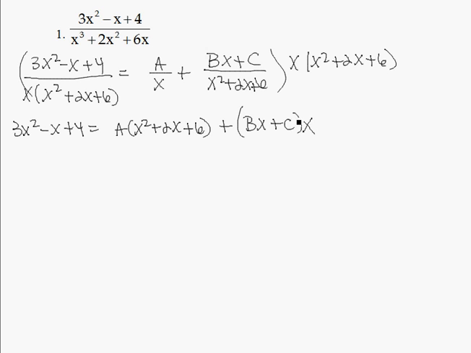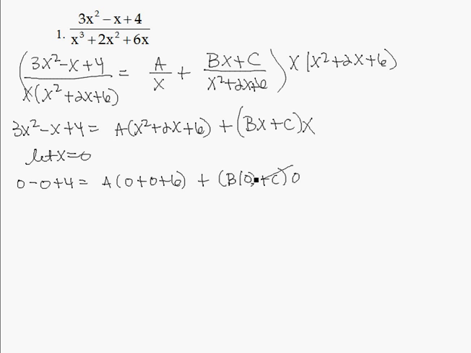So the most convenient thing is to use x is 0, then that term goes away. So let's let x equal 0. These all cancel, so I get 0 minus 0 plus 4, which is a times 0 plus 0 plus 6, plus b times 0 plus c times 0. So this term all goes away, and I'm left with 4 equals 6a, and a equals 2/3.